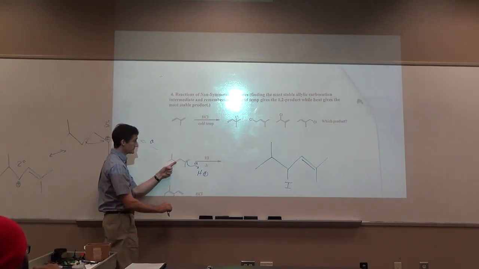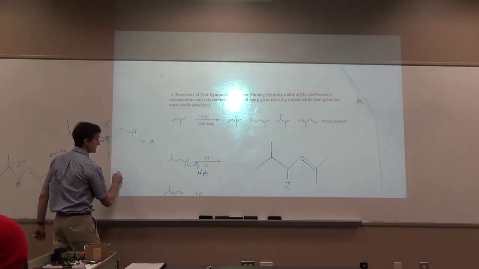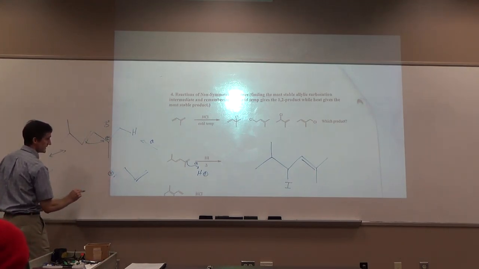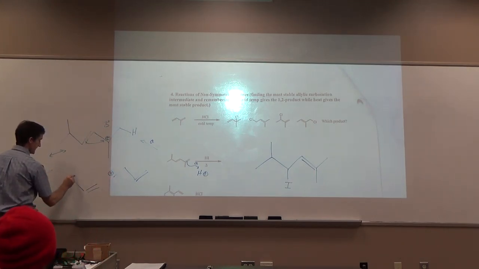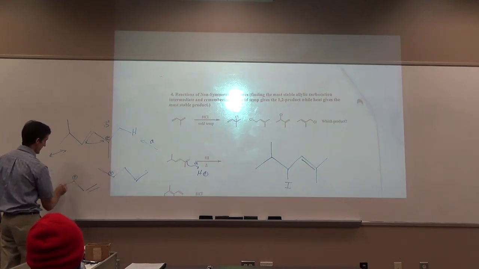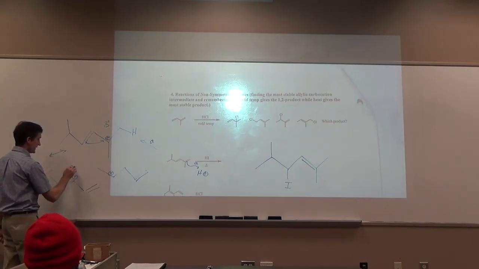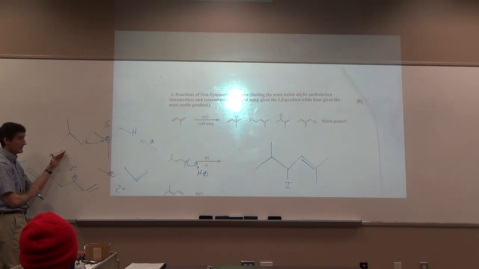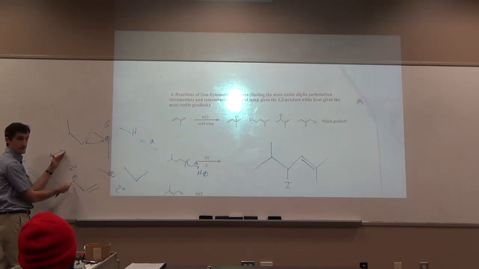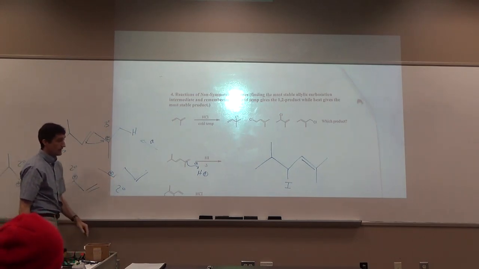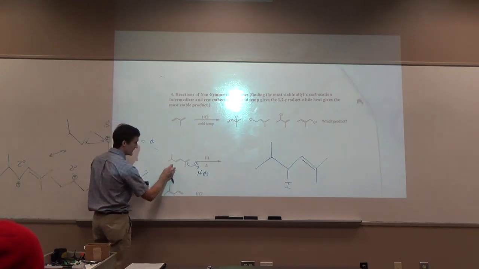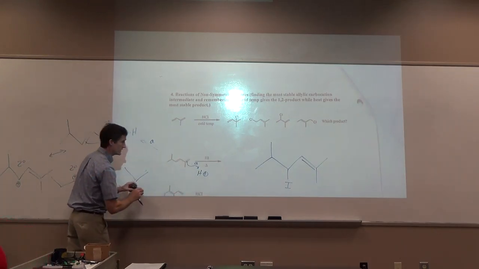Make the cation here. I'm going to abbreviate it. Would you rather make that cation or that one? Just put one more carbon here. They're both secondary, right? Side point: they're both secondary. Is one better than the other? It's resonance stabilized, much better than that. In these diene reactions, you always make the resonance stabilized cation. That's going to come from making the cation next to the other pi bond.